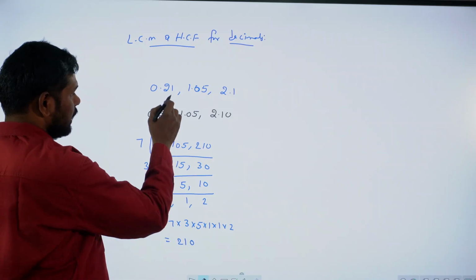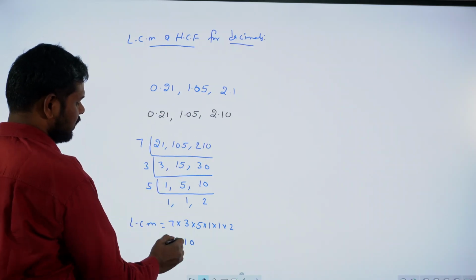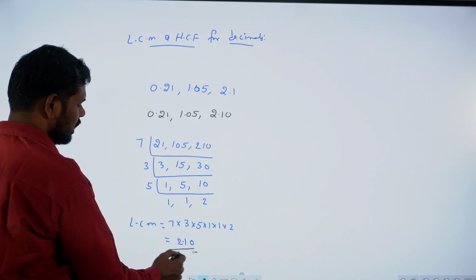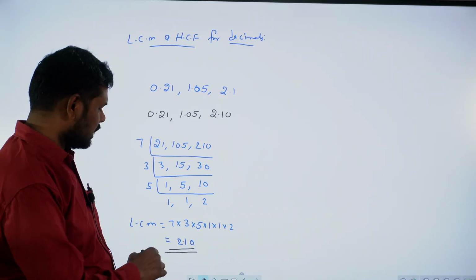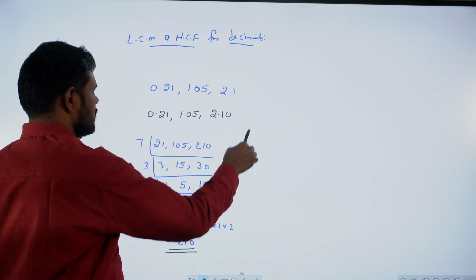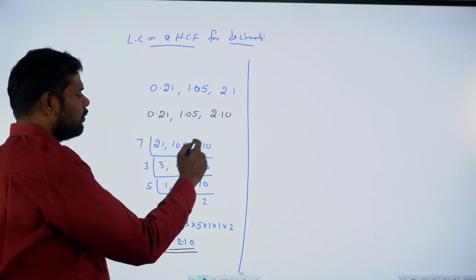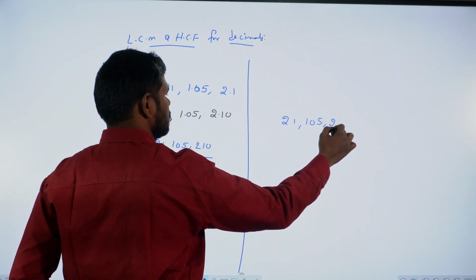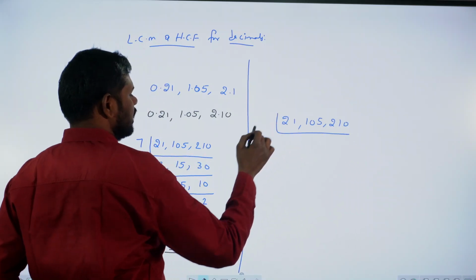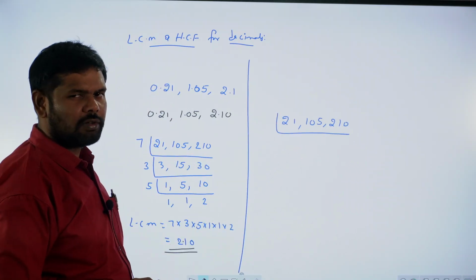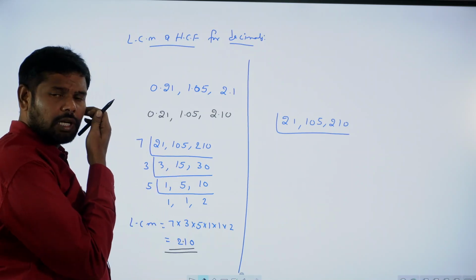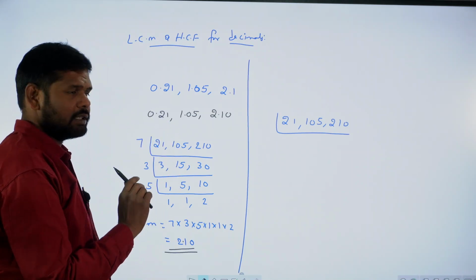But here all the numbers have two decimals, that's why I am placing the decimal last. The LCM is actually how much? 2.10. This is the LCM. Similarly, you go for the HCF of 21, 105, 210. The difference method is also there for finding the HCF. We will look at that type of problem in the problem-solving section.